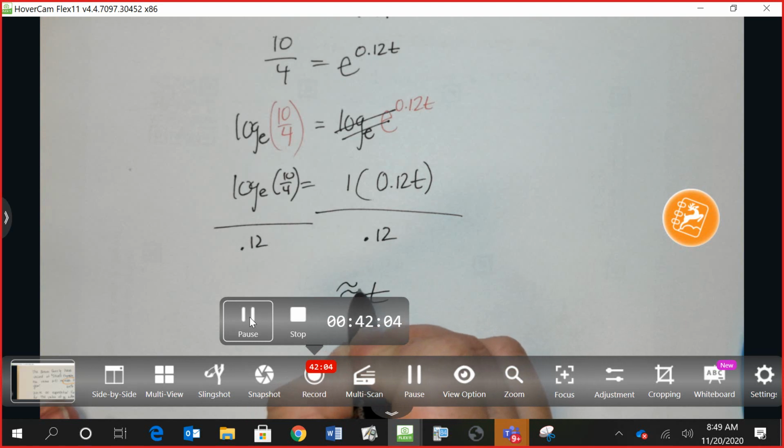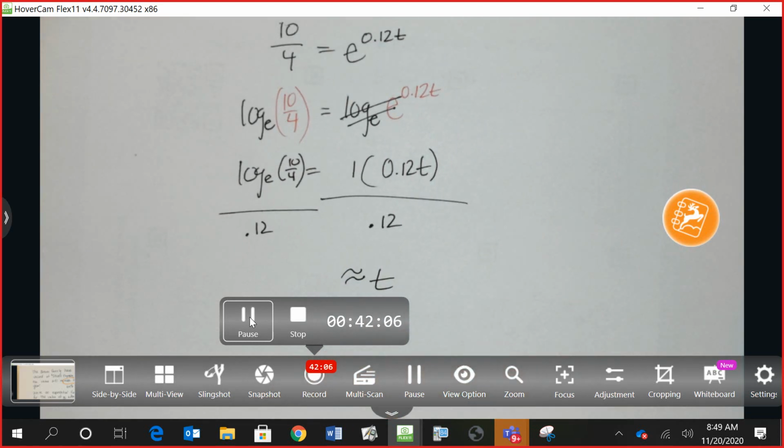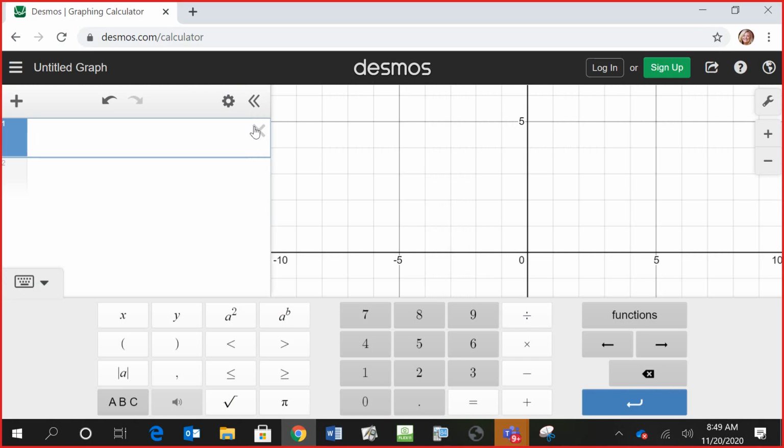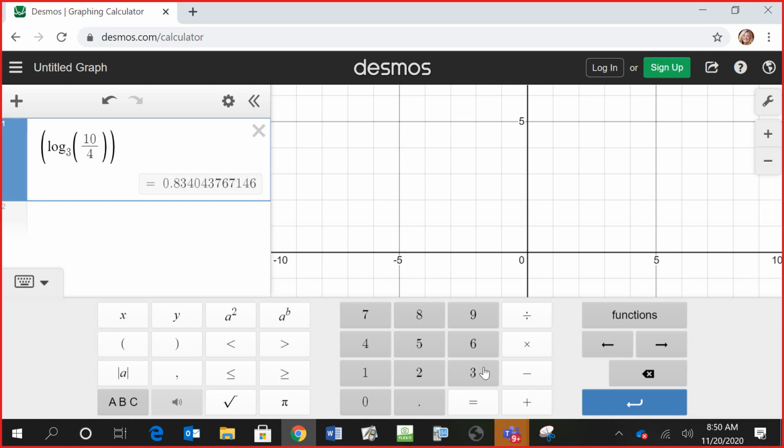Just like the last part, it asks us to round to the nearest thousandth. So I'm going to slowly put this in to make sure I don't make any mistakes. So I start with the parenthesis, function, miscellaneous, and log base A. E is our base. Use the arrow to get inside of the parenthesis. 10 divided by 4. Use the arrow to end that fraction and end the numerator, and then I'm going to divide it by 0.12.